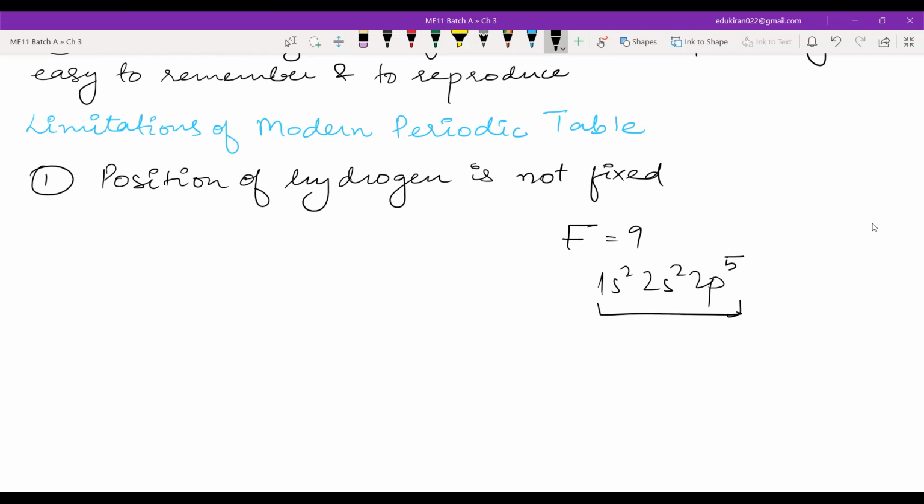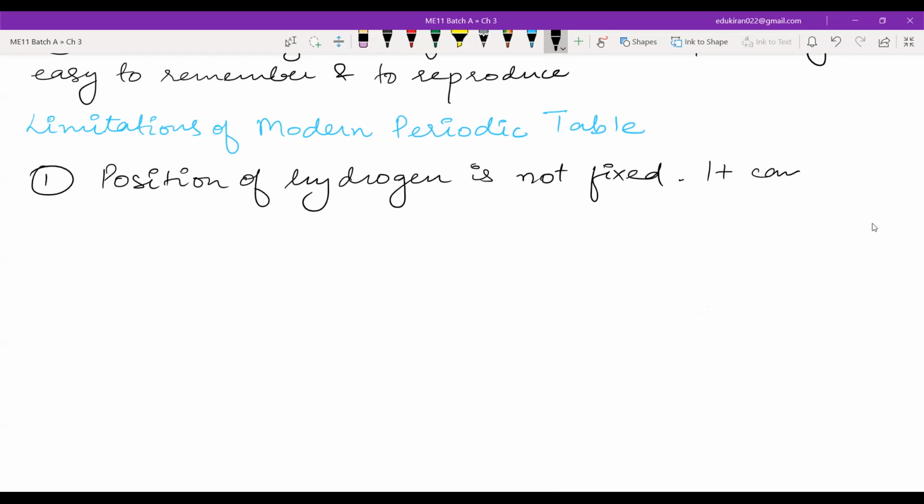Now, how many electrons does fluorine need to complete its shell? It needs only one electron. Similarly, hydrogen is also what? 1s1. Now, if it is also 1s1, then what does it mean? It means that it also needs only one electron to fill its shell. That is why it can be also placed above fluorine, and it can be also placed above the group 1 elements. Now, that is why the position of hydrogen is not fixed.